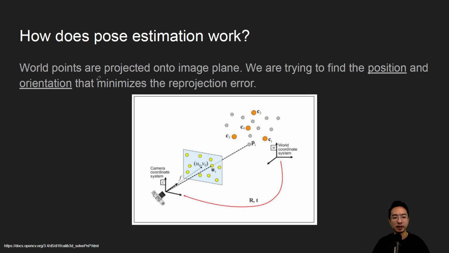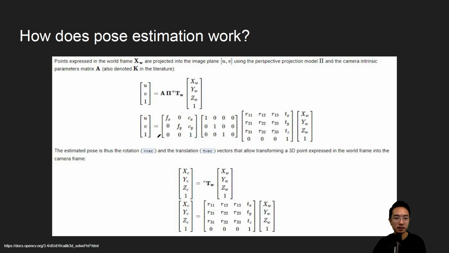The idea is you have world points that are projected onto the image plane. So here are your world points and they get projected onto your image plane. And we are trying to find the position and orientation that minimizes the reprojection error. So you may have the true point here, and then a projected point here, and there could be some error, and you might have errors between all the points.